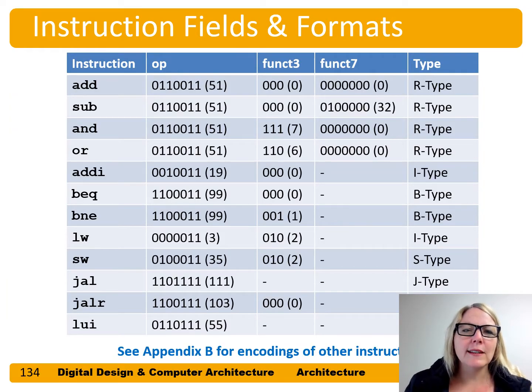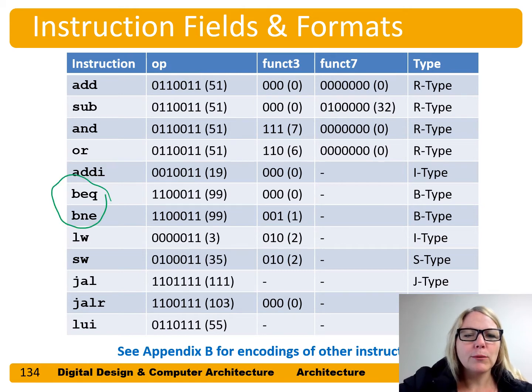This table lists the instruction fields and formats for common instructions. So add has an opcode of 51, or in binary 0110011. Func3 is 0, and func7 is 0. And it's an R-type instruction.